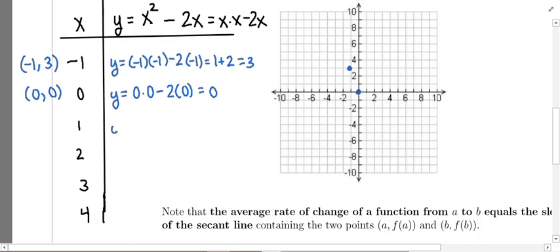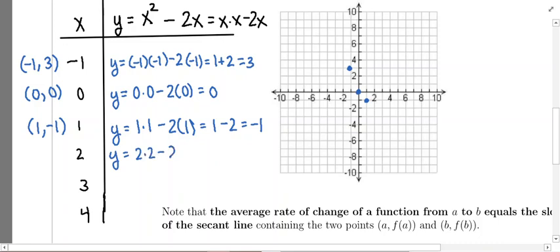Now we plug in x equals 1. We get 1 times 1 minus 2 times 1, which is 1 minus 2, which is -1. So an input of 1 gives us an output of -1. We plot 1, -1 right here. Then we plug in 2. We get 2 times 2 minus 2 times 2, which is 4 minus 4, which is 0. So an input of 2 gives you a y value of 0. This curve goes through 2, 0 right here.